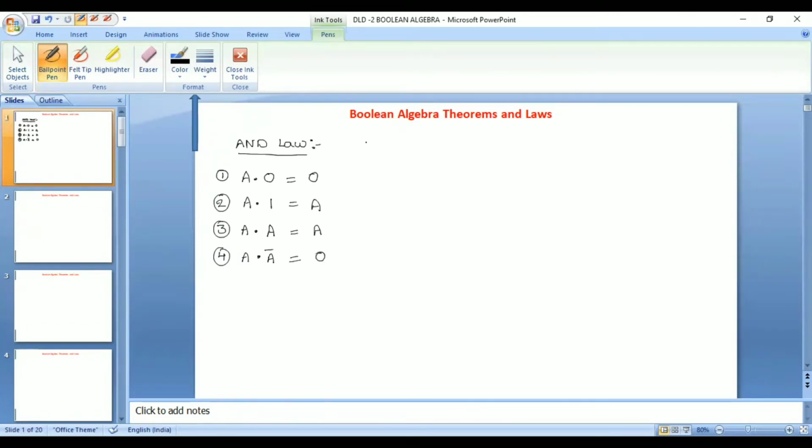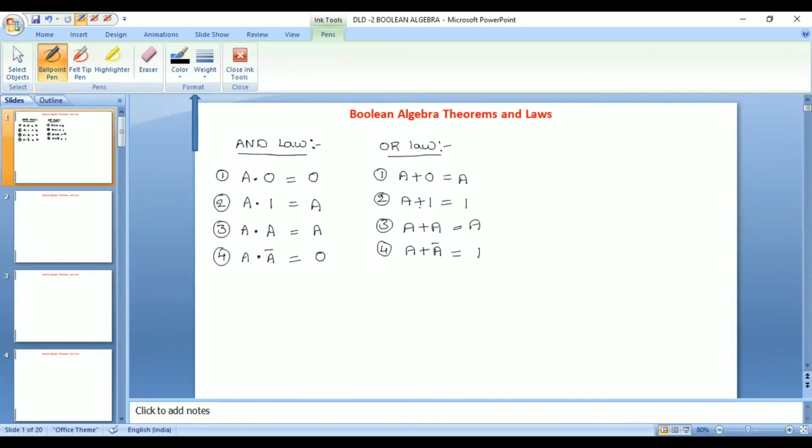So now we need to understand about the OR law. Here also 4 properties are there in the same way. So here OR sign means plus: A plus 0, A plus 1, A plus A, A plus A bar. Now coming to the output, A plus 0 means A only, A plus 1 is 1 only, A plus A is A, and A plus A bar is 1.